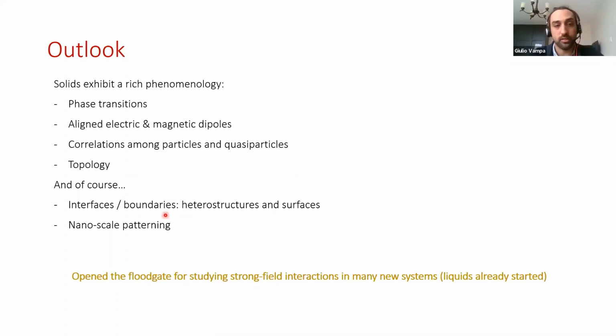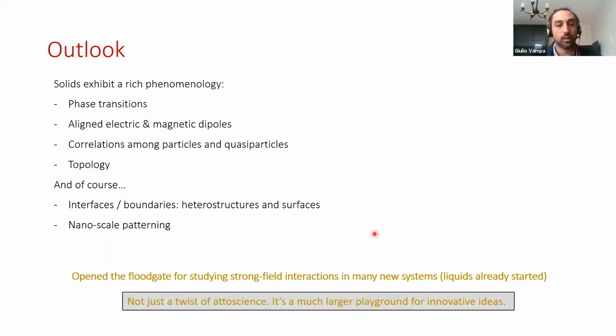You can have interfaces and boundaries, and you can use heterostructures and surfaces to control harmonic emission. And I've shown you can also use nanoscale patterning. So really, I think solids open the floodgate for studying strong interactions in many new systems, and people have already started working in liquids. So it's not just a twist of attoscience, where you can do the same things but in a solid; I think you can actually do new things. And eventually, you will be able to augment the gas phase research with the solids by joining them together.